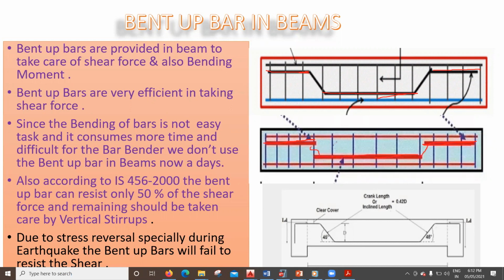Instead of that, whatever stirrups we are having, here, these vertical stirrups, we'll design our vertical stirrups to take 100% of the shear force. Here what we were doing, we were allowing this bent up bar to take 50% of the shear force, and the remaining 50% was taken by these vertical stirrups. But here, since we don't have any crank bar, we will allow our vertical stirrup to take 100% of the shear force.